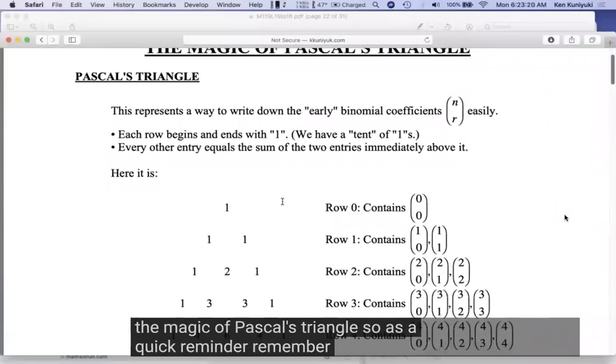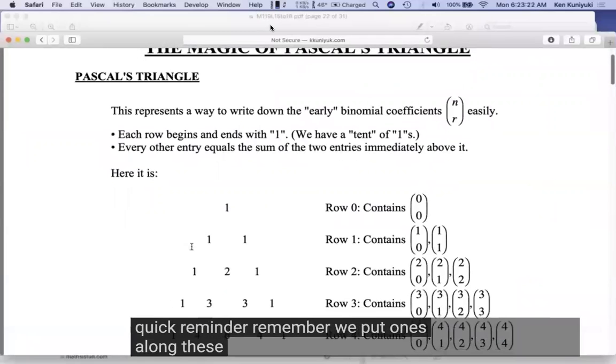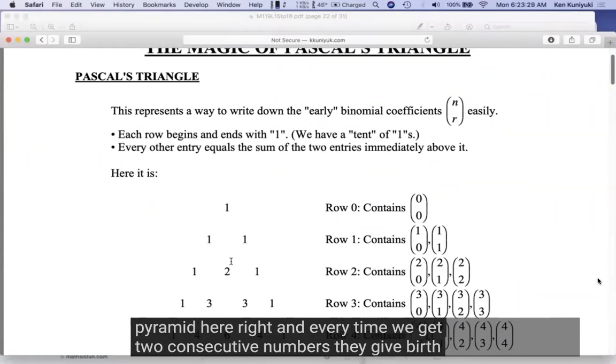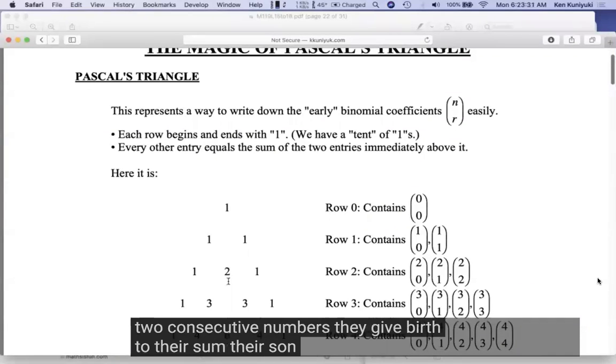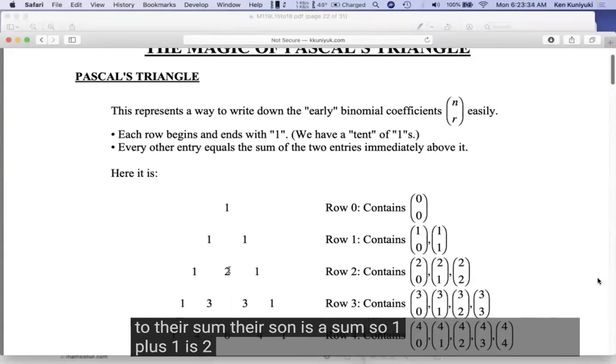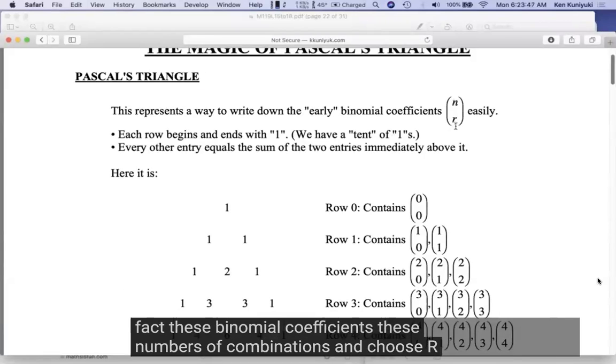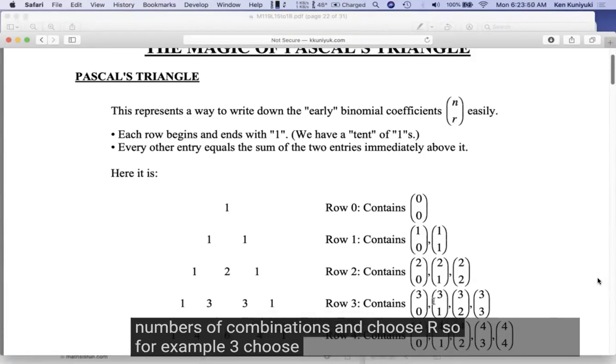So as a quick reminder, remember we put ones along these edges of this tent or pyramid here, right? And every time we get 2 consecutive numbers, they give birth to their sum. So 1 plus 1 is 2, 1 plus 2 is 3, 2 plus 1 is 3, and so forth. And I claimed that these numbers in Pascal's triangle were in fact these binomial coefficients, these numbers of combinations, n choose r. So for example, 3 choose 1 is 3.